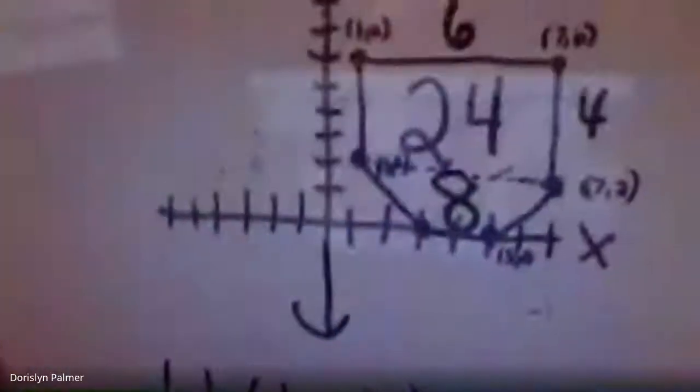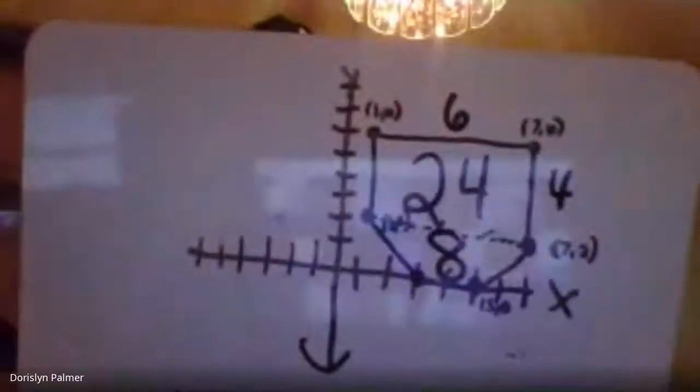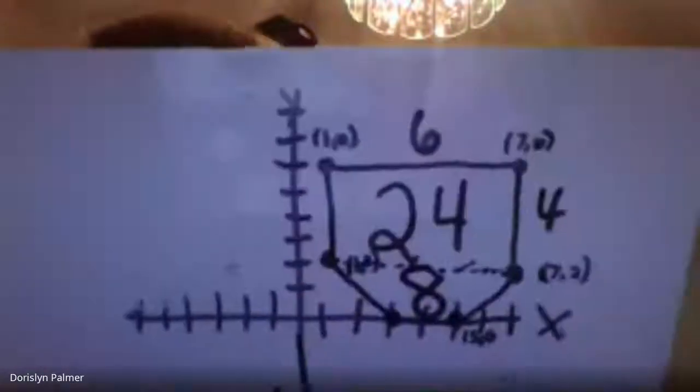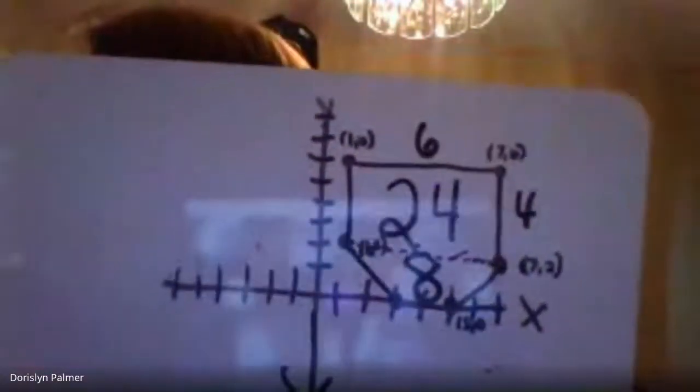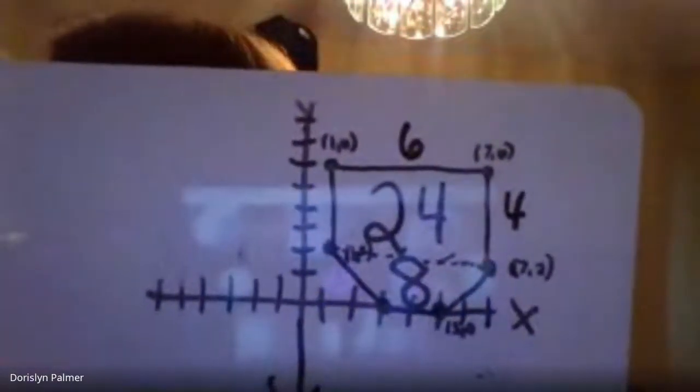And we add that all together, the rectangle and the trapezoid. And Nicholas Willoughby, what is our area? 32. That's it, 32 units. Good job.